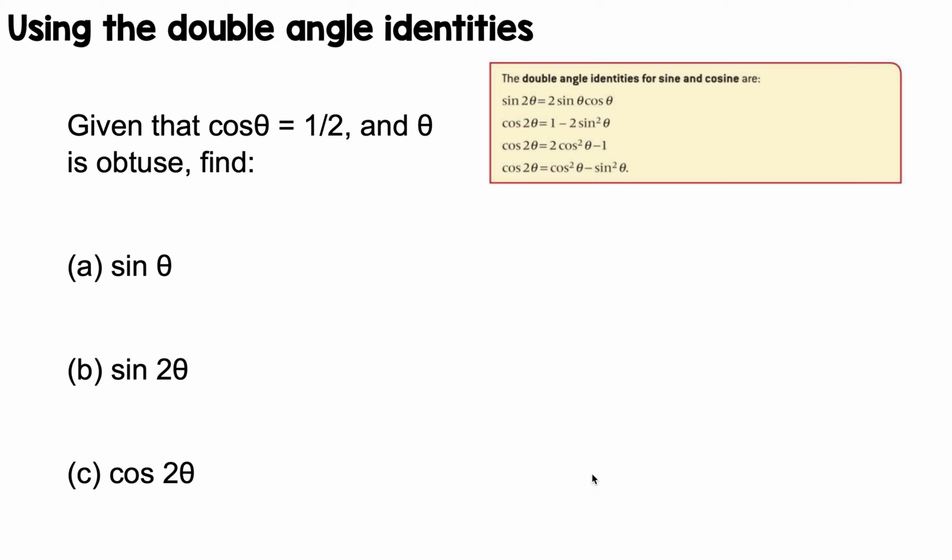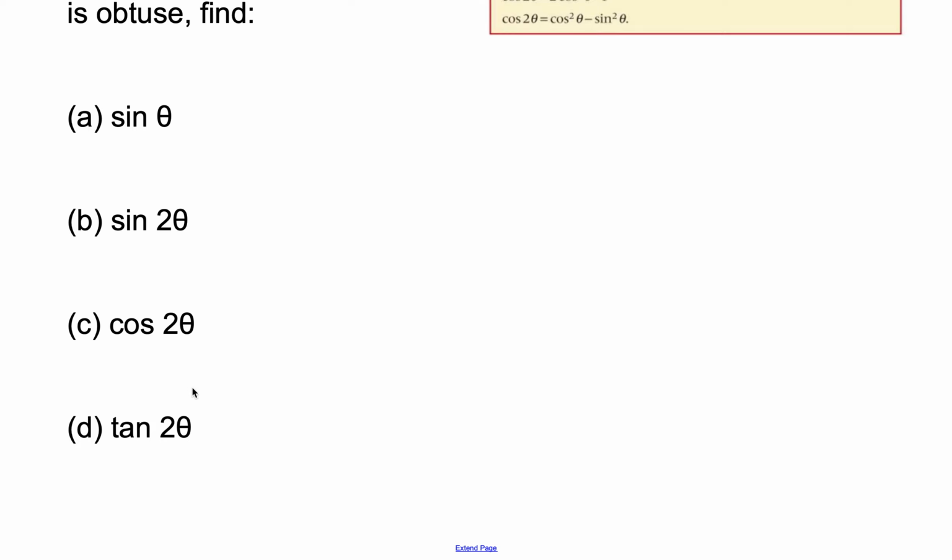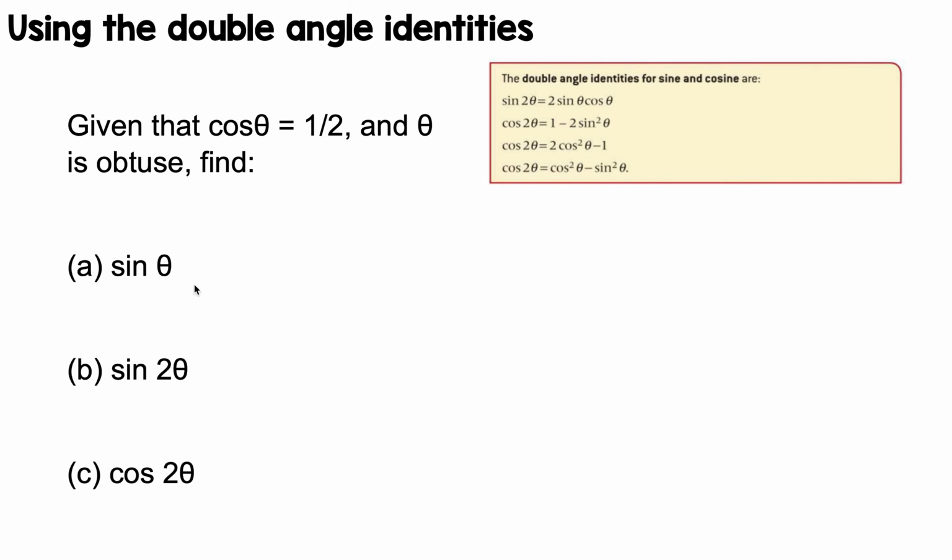This example is going to encompass how you could use the angle identities in their full form, and also link all of the things you've learned so far about angles and quadrants and so on. So say you have that cos theta is 1 over 2 and that theta is obtuse. You are required to find sine theta, sine 2 theta, cos 2 theta, and tan 2 theta. And you can actually do it without finding theta itself.